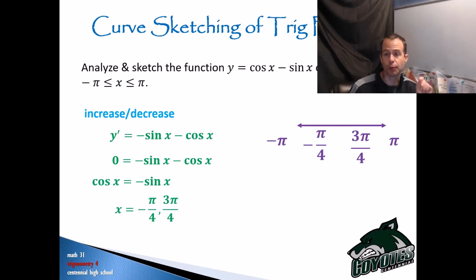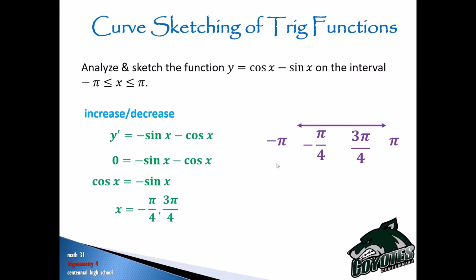Okay, I want you to also notice I stuck my endpoints there, and the reason I stuck my endpoints there is because I want to make sure the number I choose doesn't go beyond the endpoint, right? Because that could screw things up. So the number I'm putting here, I need to make sure it's somewhere in between negative pi and negative pi over 4, okay?